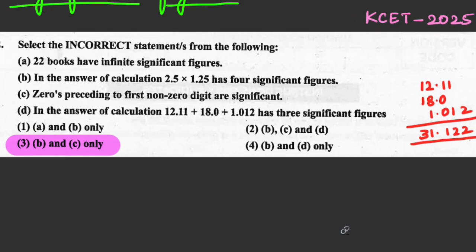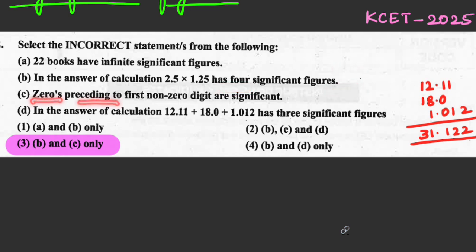So here the question is, select the incorrect statement from the following. 22 books have infinite significant figures. This is correct, because I said if it is a definite object, the number of significant figures will be infinite. This is a correct statement. In the answer of the calculation of 2.5 into 1.25, it has 4 significant figures. Just now I said in the case of multiplication, you have to consider which has the least digits out of these two numbers. So this will have the least digits, 1 and 2. Therefore, the number of significant figures should be 2, not 4. So this is a wrong or incorrect statement.